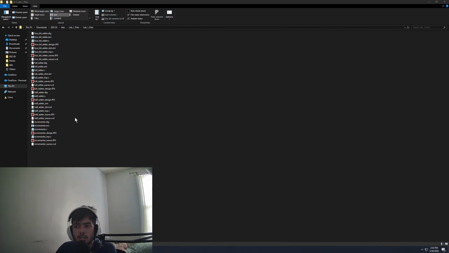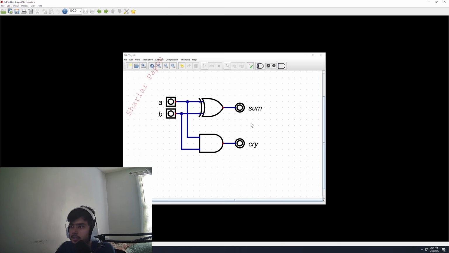EEE120. So, first we have the half adder. If we quickly look at the half adder design, here we can see it has two inputs and two outputs, just the sum and a carry. This is basically mathematics, right? We add two numbers and they can either result in one sum or a sum and a carry.